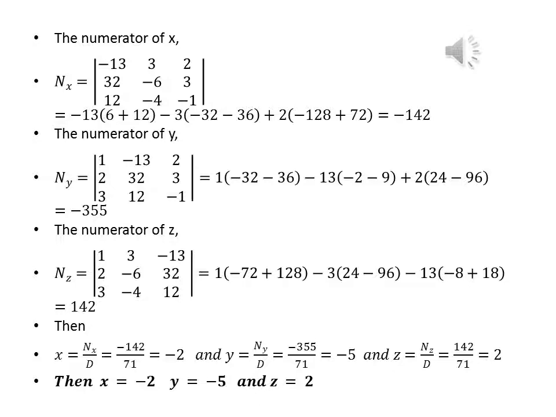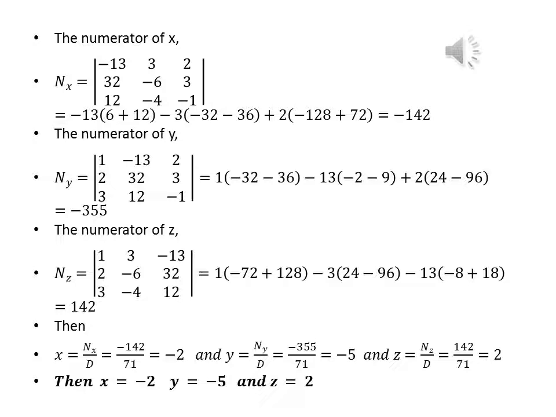Cancel first row, second column, we have the matrix 32, 3, 12, negative 1. Get the value, then 2 times the next one. The same thing, cancel row with column, and we get the value. So we get Nx equal negative 142. So what's x? X is equal to Nx in the numerator, D in the denominator. So negative 142 over negative 71 is equal to what? X is equal to negative 2.